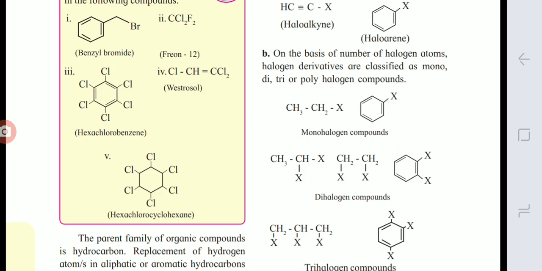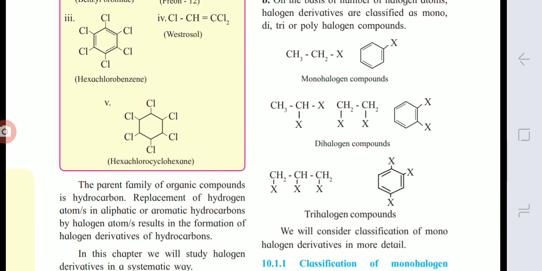So your name is 1,2-dihalobenzene. Then in all these three structures there are two halogen atoms, so it is a dihalogen compound. In the next structure, propane is the parent alkane, and if we replace the hydrogen from three different carbons and write the numbering, then your compound name becomes 1,2,3-trihalopropane.